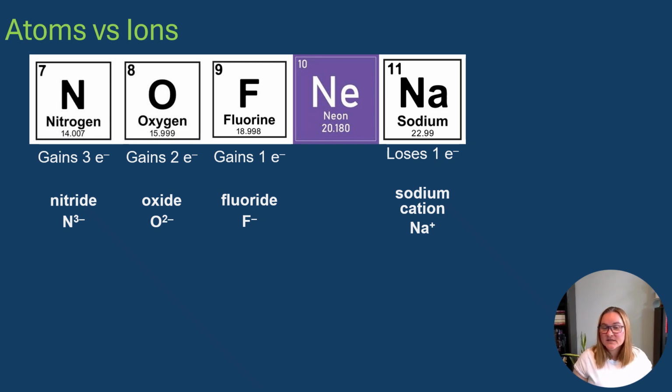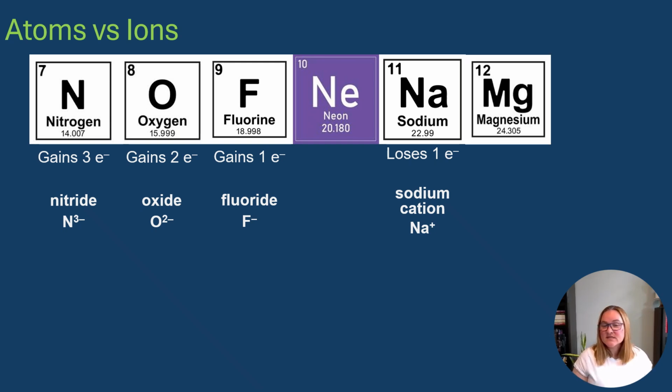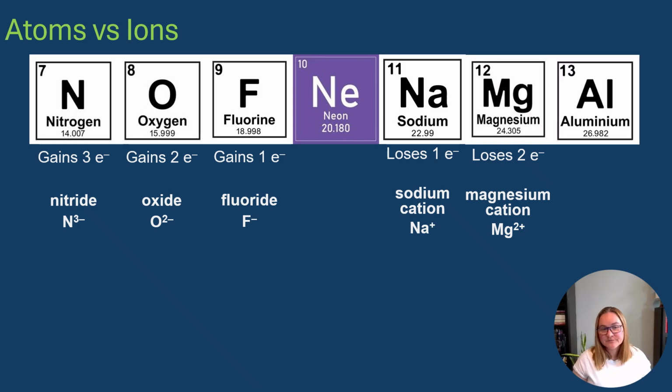We can work beyond sodium as well. Magnesium would need to lose 2 electrons to move from the 12 to the 10 the ion wants, forming the magnesium ion with its 2 plus charge. Aluminum would need to lose 3 electrons and would form the 3 plus aluminum cation.